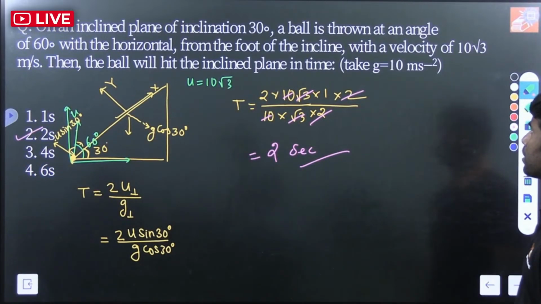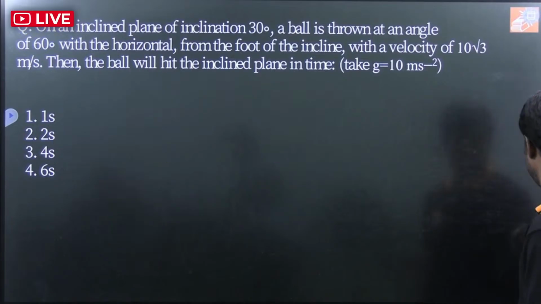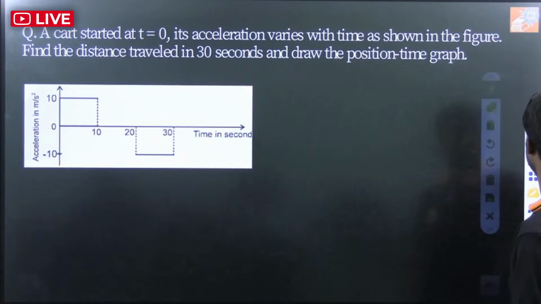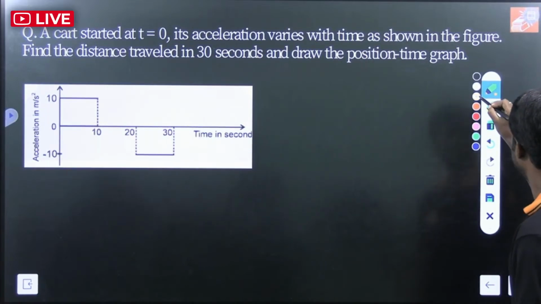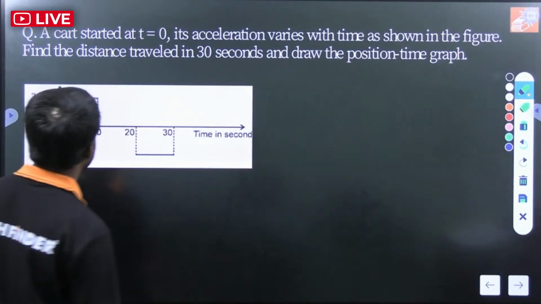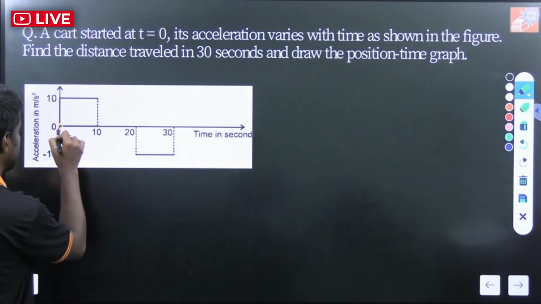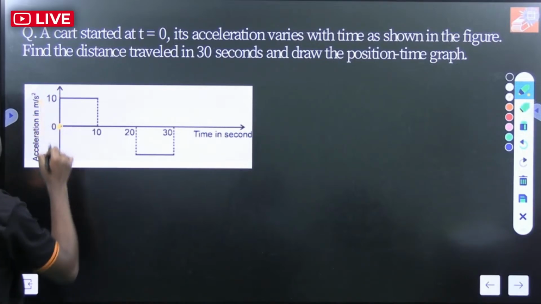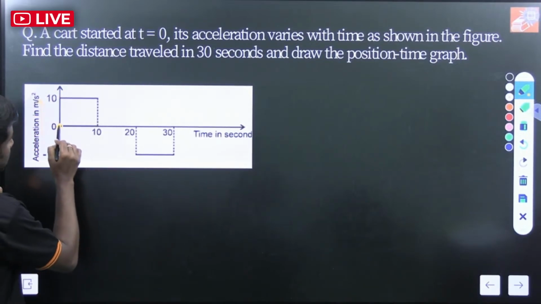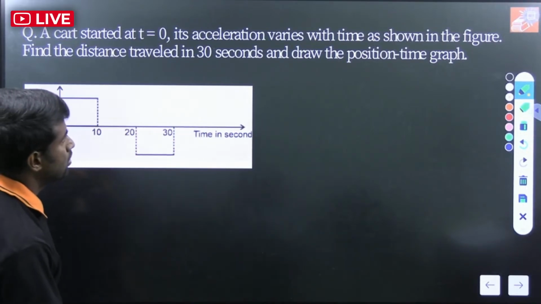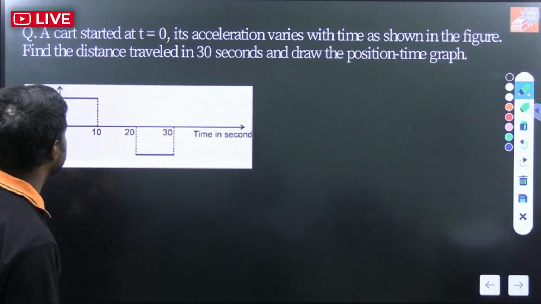So let's go to the next question. Okay, so I think this one is the last question from this session. Okay, let's read the question first. A car started at t equal to 0, that means the car started from here. This one is the time axis and this one is the acceleration axis. So the car started from 0 and its acceleration versus time is shown in the figure. Find the distance traveled in 30 seconds.